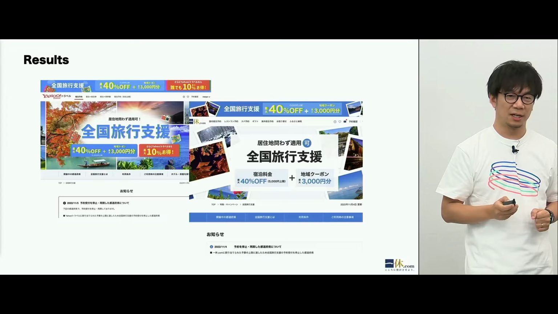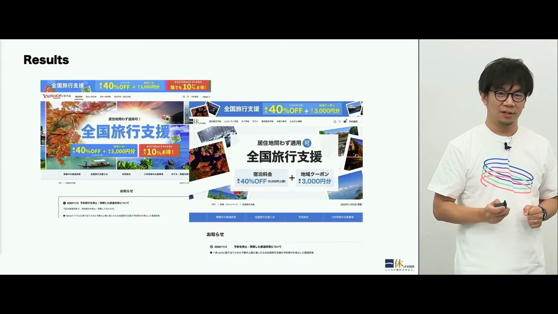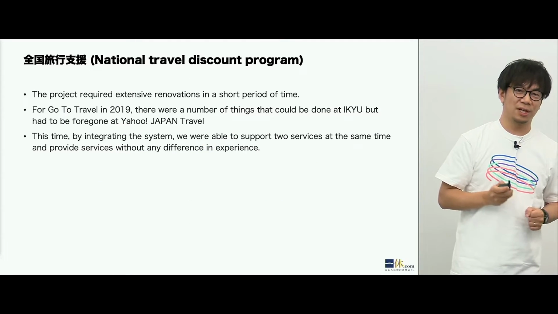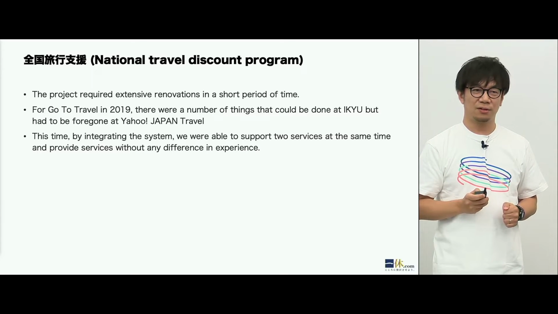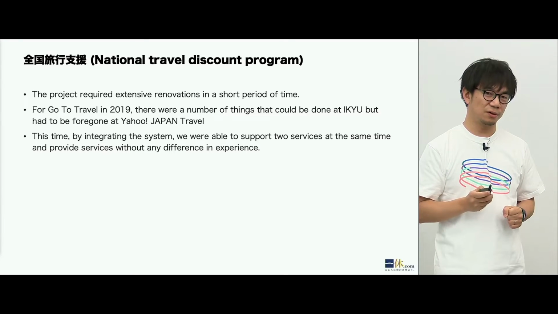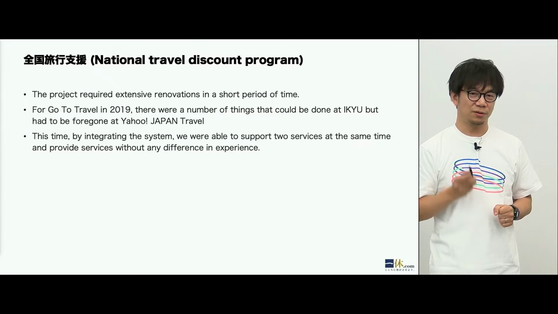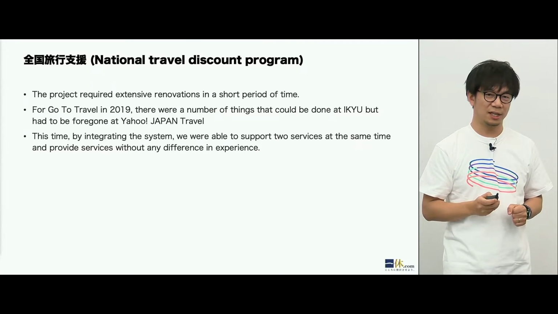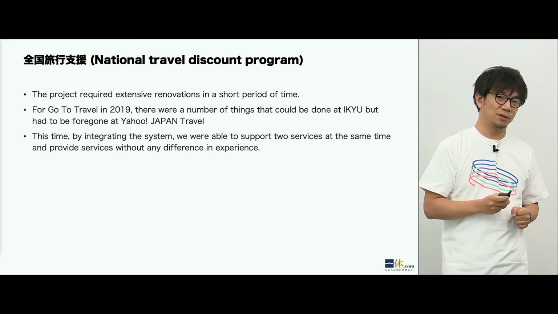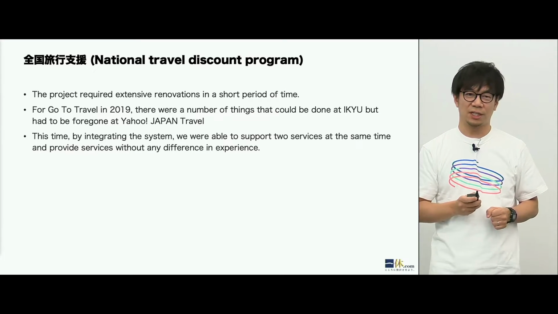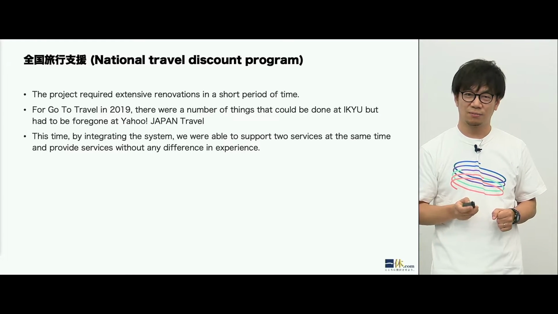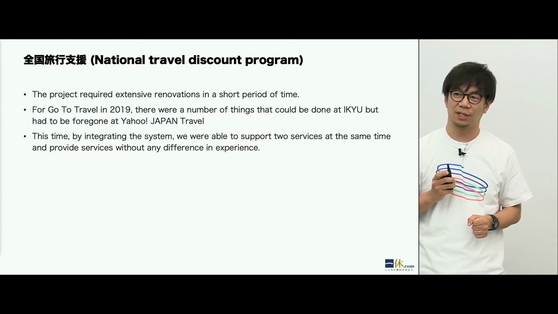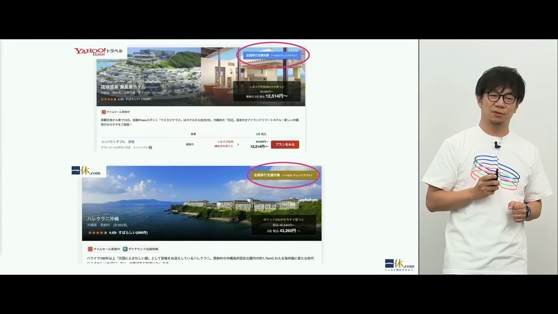This is like the second Go To Travel approach by the government that was initiated. So system integration and front end improvement were already done. So for this new national travel discount program, for Yahoo Japan Travel and EQ.com, we were able to have exactly the same experience for the customers. So we were able to launch exactly the same experience with the services.